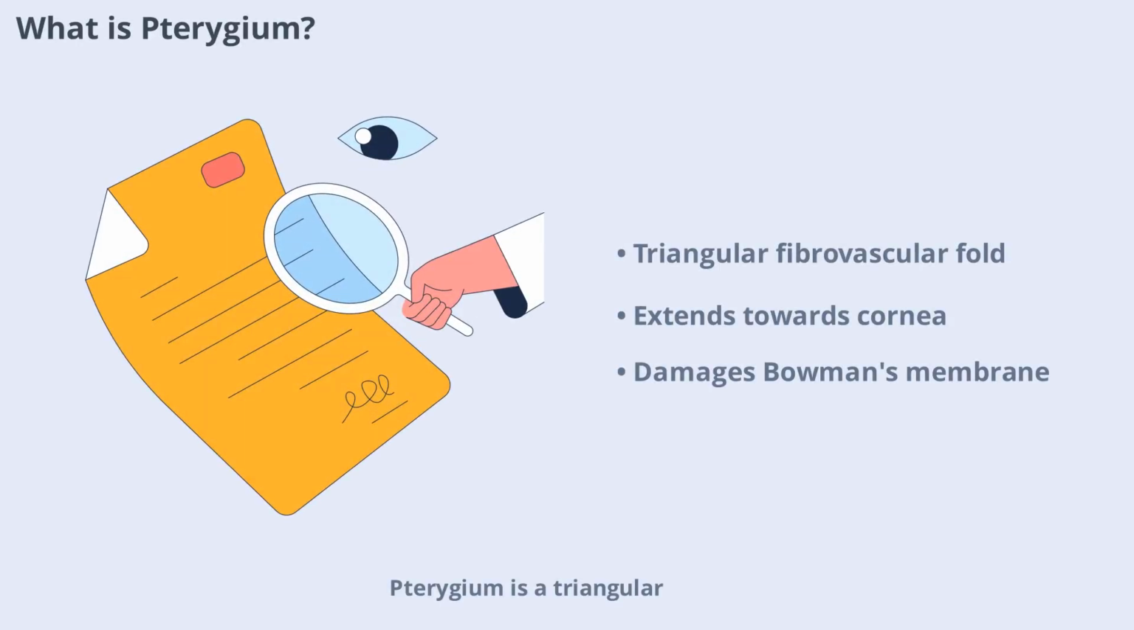Pterygium is a triangular, fibrovascular growth that extends from either the inner or outer corner of the eye, moving horizontally towards the cornea. This abnormal tissue invades and damages the Bowman's membrane, which is a protective layer of the cornea. Pterygium can be alarming due to its appearance, but understanding its structure and progression is key. The part of the pterygium that covers the cornea is known as the head or apex, while the neck and body or base extend into the subconjunctival tissue. This growth can affect vision and the overall health of the eye if left untreated.